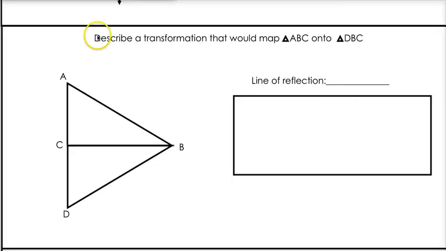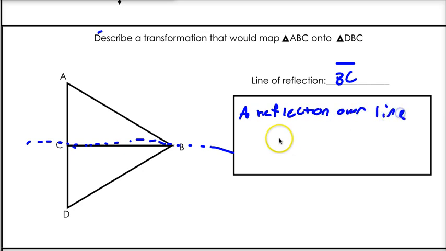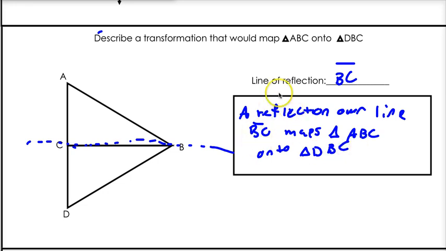So let's try this next one. We want to describe a transformation that would map triangle ABC onto triangle DBC. So the first thing you have to do is figure out where's that line of reflection. Where does it flip over? And that is right over here. This line right here. If I flip ABC over this line, they'll go onto DBC. Now what should we call this line of reflection? Well, there are 2 points on that line, and so we'll call it line BC. So to map these triangles onto each other, I'll say a reflection over line BC maps triangle ABC onto triangle DBC. And I just want to be clear here. I said the reflection and the line it goes over.